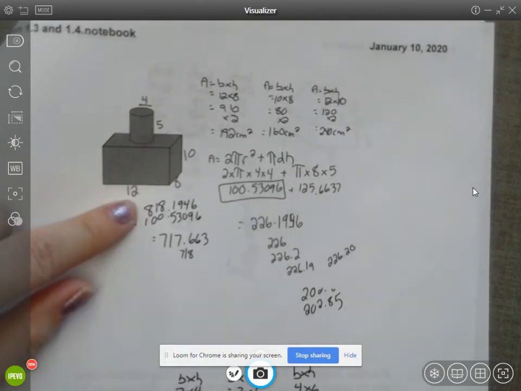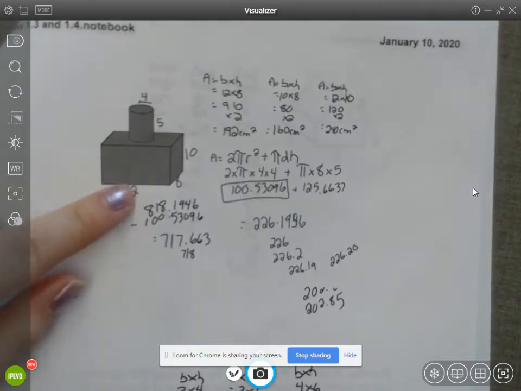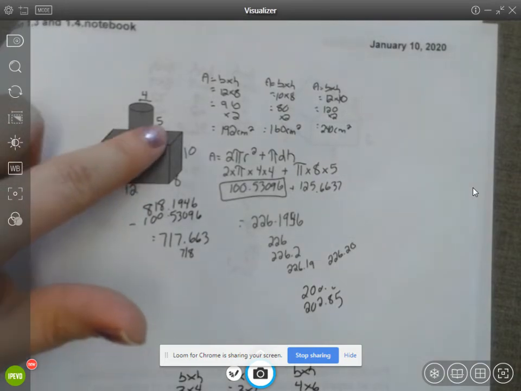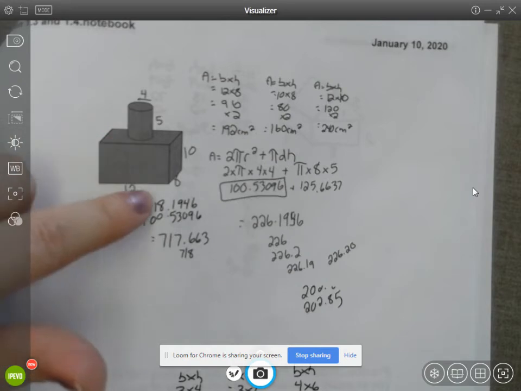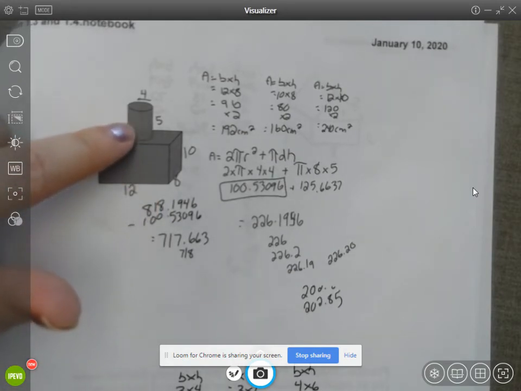818.1946. Now, once we've added it all together, and this is our total number, we need to remove the part that is not visible. So if we're looking at our cylinder, what I'm losing is the bottom of that cylinder, which is a circle, but I'm also losing the same distance from the top of the rectangle as I did from underneath the cylinder. So that actually means that I'm losing 2 circles.